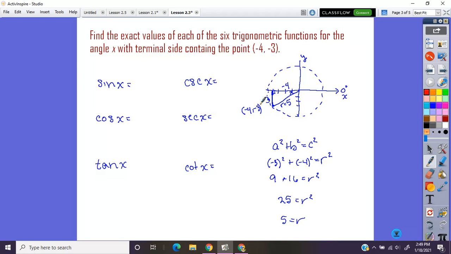So I'm going to say opposite over hypotenuse, -3 over 5. So sine is -3 over 5. And the easy thing about this is if sine is -3 over 5, cosecant is just its reciprocal. So it's -5 over 3. So now let's try cosine. Cosine is adjacent over hypotenuse, or -4 over 5, and then secant is its reciprocal.